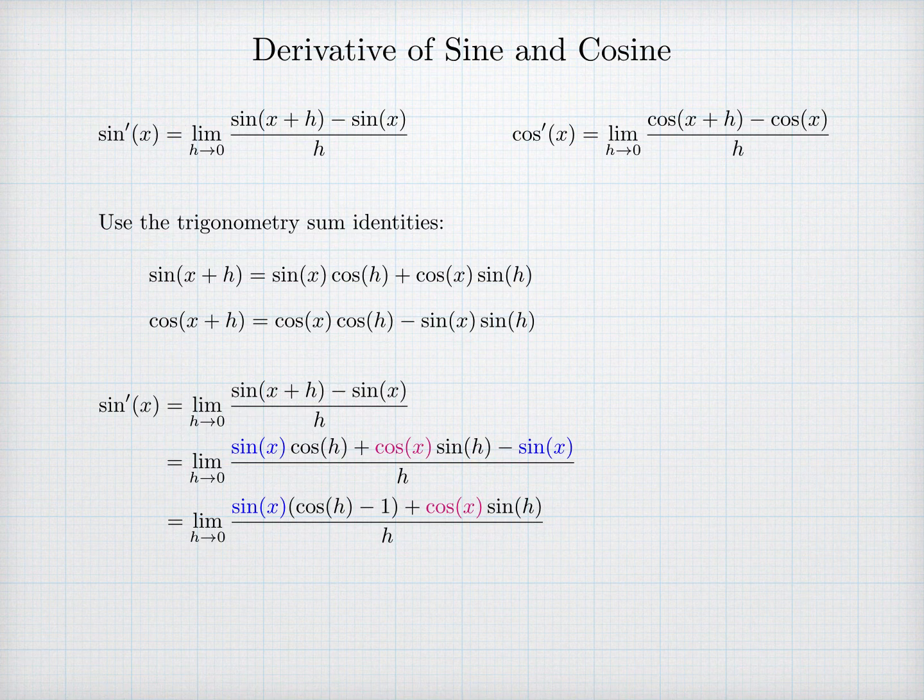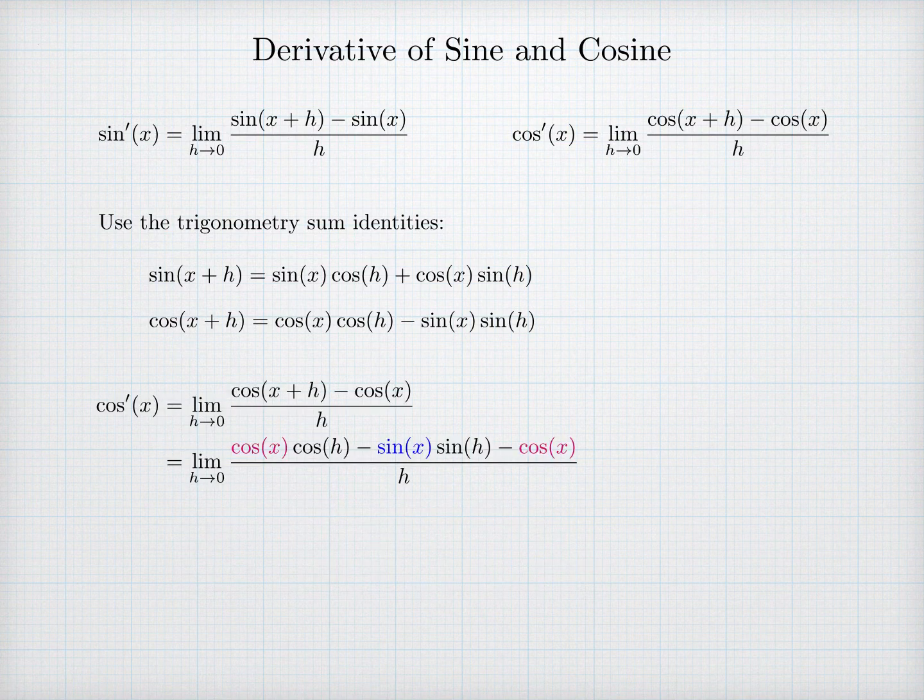Because of the sum identity for limits, as well as the constant multiple rule for limits, I can rewrite this getting the sine of x times the limit of the cosine h minus 1 over h, plus the cosine of x times the limit of sine of h over h. And this is why the limit rules are so important: they help us develop the derivative rules. I'll do the same thing for the cosine.